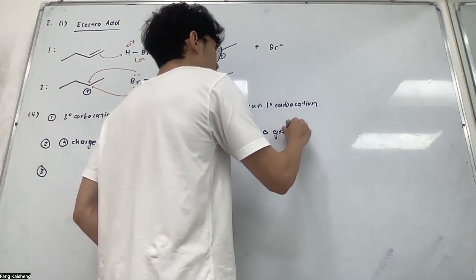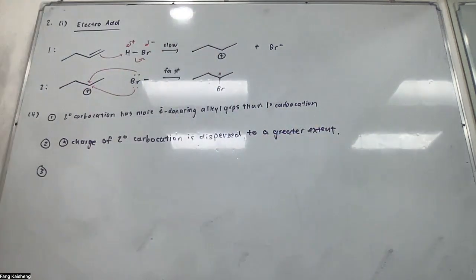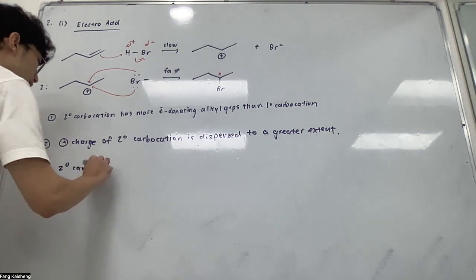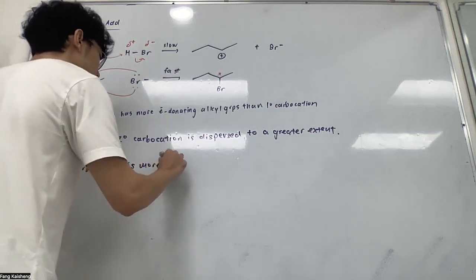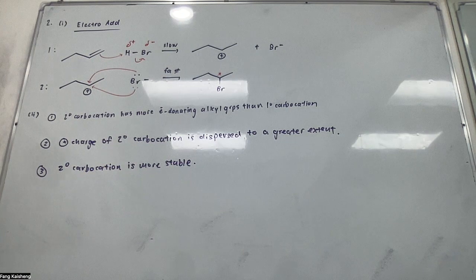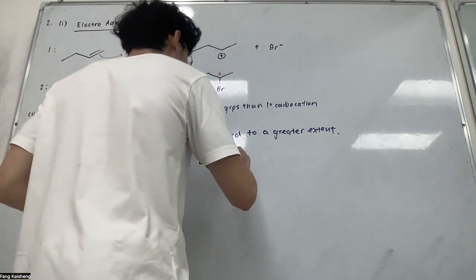Then from there, you have to link it to the final one, stability. Having a smaller positive charge, the charge is smaller, a little bit more stable, not so reactive, right? So the secondary carbocation is more stable. Because of that, your 2-bromobutane is more likely to be formed. You want to add that in also. So more stable and more likely to form.